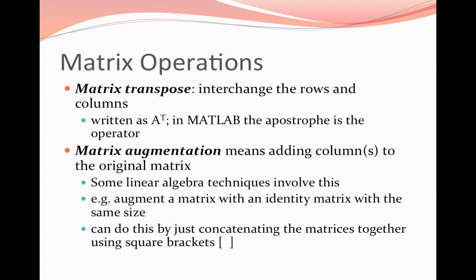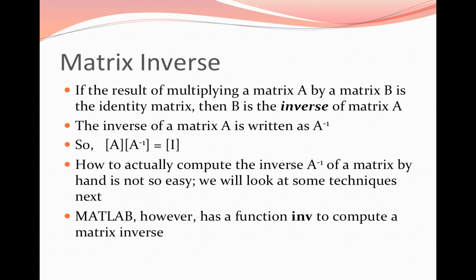Another common matrix operation is to take a matrix and augment it with something else. So matrix augmentation means adding columns, or perhaps another matrix, to the original matrix. Some techniques that we're going to use in linear algebra involve doing this. We start with a matrix and we augment it with an identity matrix with the same size, for example. In MATLAB, of course, we can do this by just concatenating the matrices together by putting them inside of square brackets.